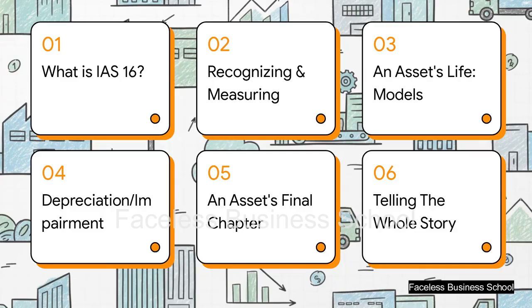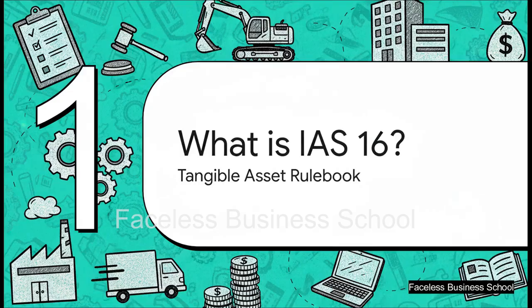So here's our game plan. We'll start with what IAS 16 even is. Then we'll follow the asset's life, from recognizing it on the books to tracking its value with 2 different models, and then dealing with depreciation and impairment. We'll wrap up with its final chapter, getting it off the books, and finally, look at the rules that make sure the whole story gets told. Okay, let's dive right in.